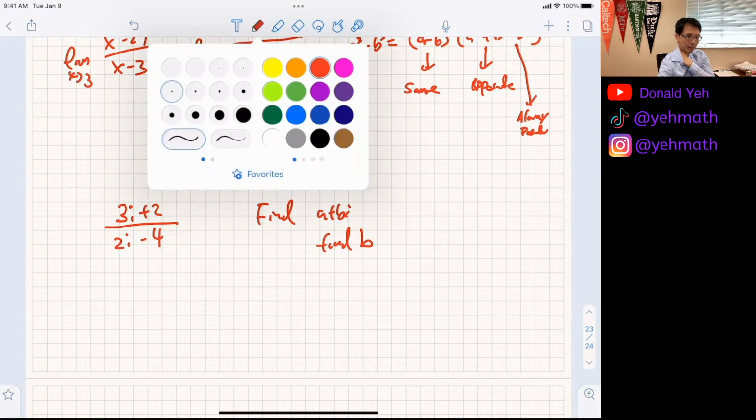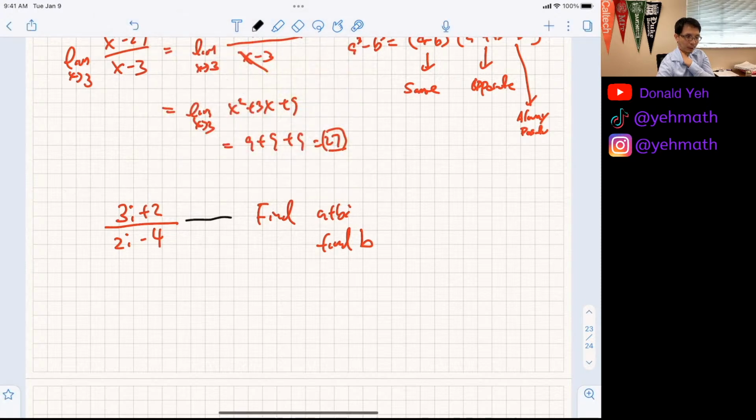Why is 2i plus 4? Okay, so 2i plus 4 here. And what do I do at the top? Same thing. Why? Because 2i plus 4 over 2i plus 4 is 1. So if you multiply that, you're not changing it. You just rationalize this. So good.